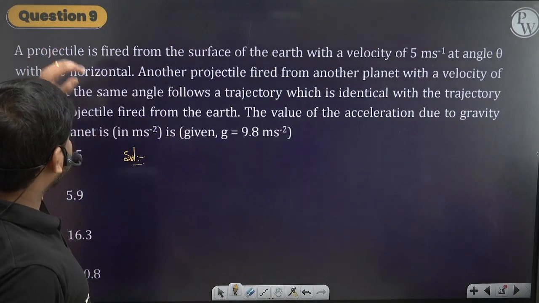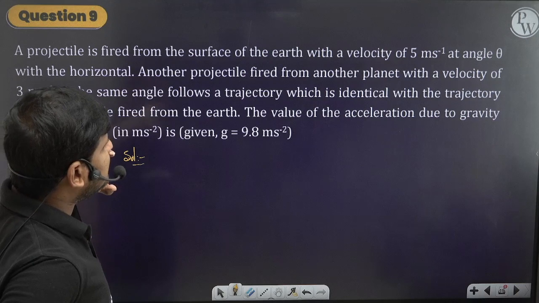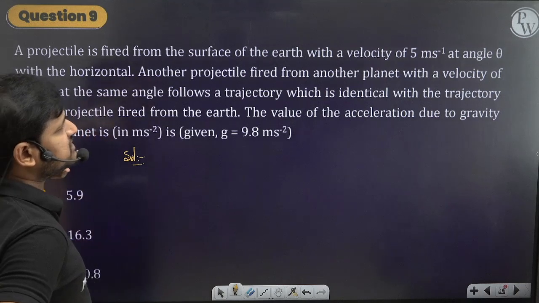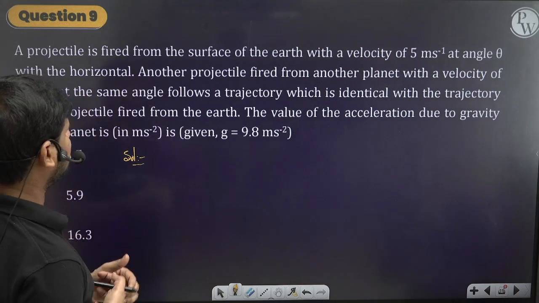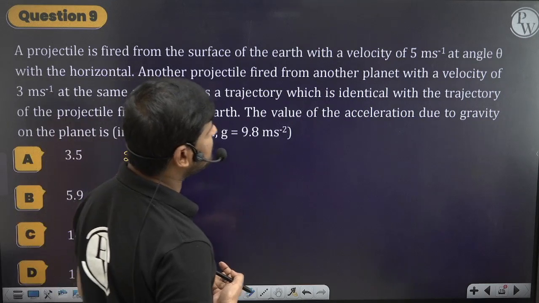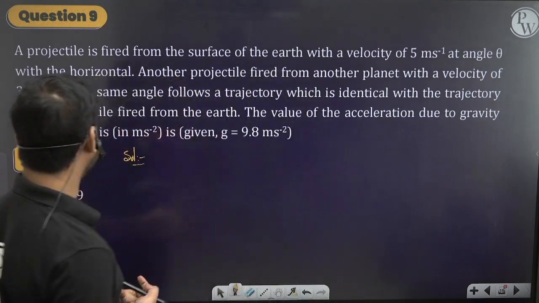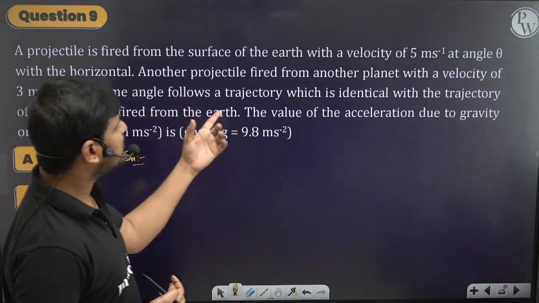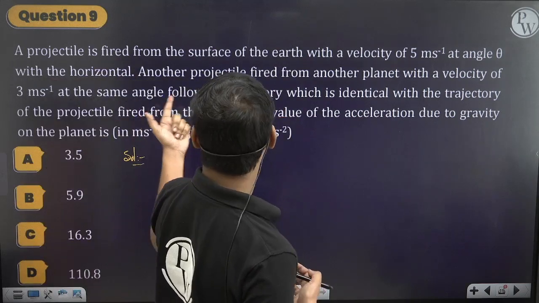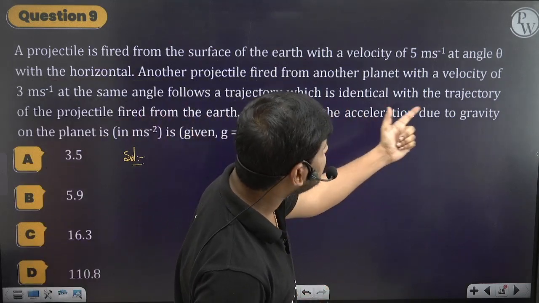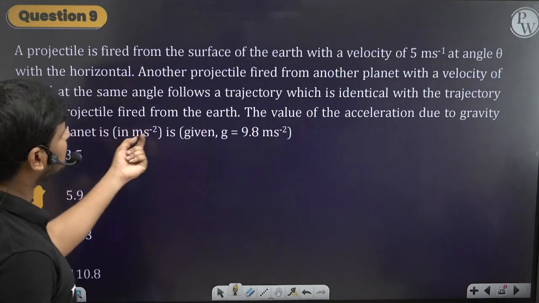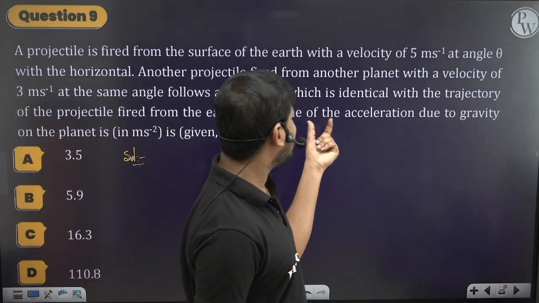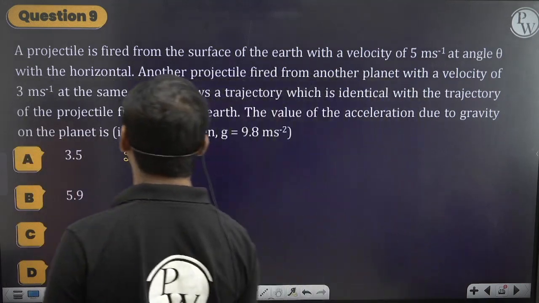So a projectile is fired from the surface of the earth with a velocity of 5 meters per second at an angle theta with the horizontal. Another projectile fired from another planet with a velocity of 3 meters per second at the same angle follows a trajectory which is identical with the trajectory of the projectile fired from the earth. So the value of acceleration due to gravity on the planet.